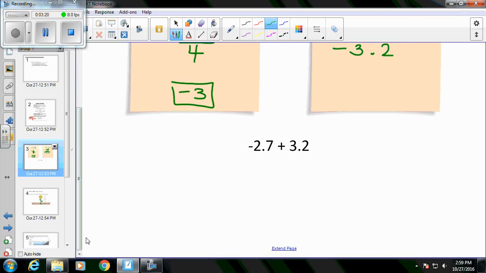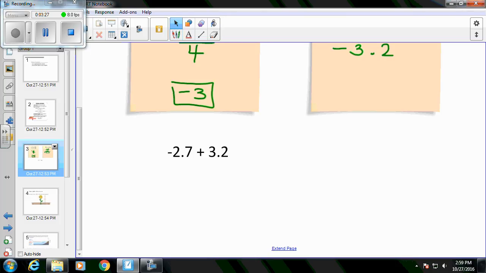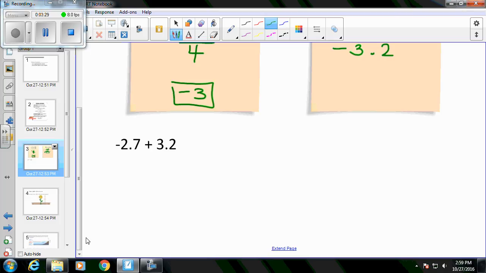So try the negative 2.7 plus 3.2. While you're doing that, I'm going to add one more example.